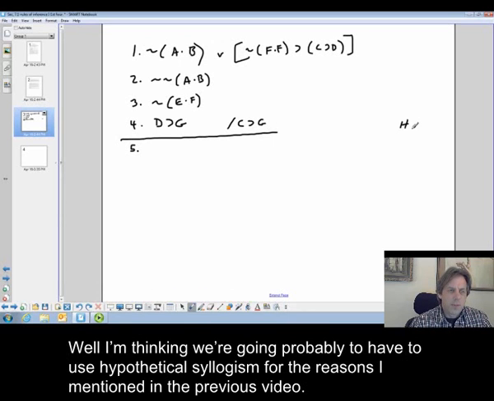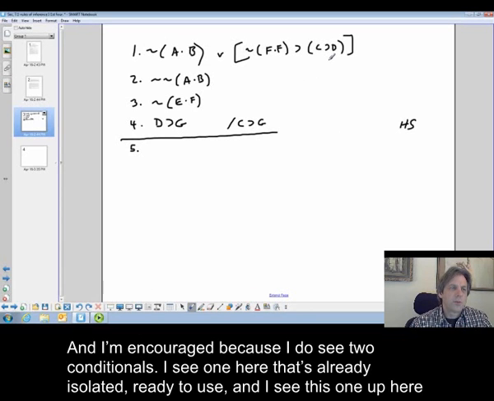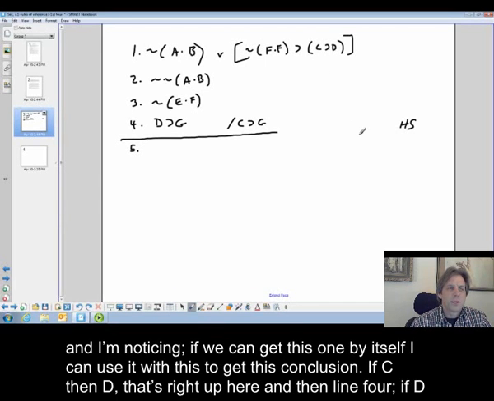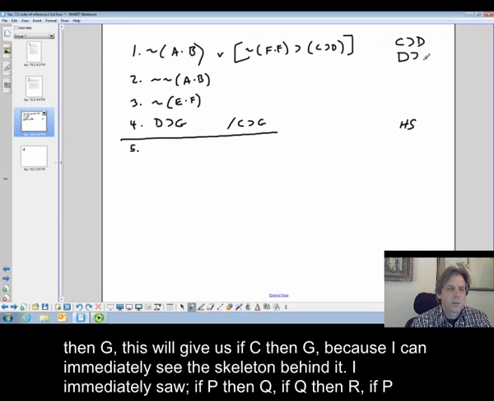Well, I'm thinking we're going to probably have to use hypothetical syllogism for the reasons I mentioned in the previous video. And I'm encouraged because I do see 2 conditionals. I see one here that's already isolated, ready to use, and I see this one up here, and I'm noticing if we can get this one by itself, I can use it with this to get this conclusion, right? If C then D, right? That's right up here, and then line 4, if D then G.